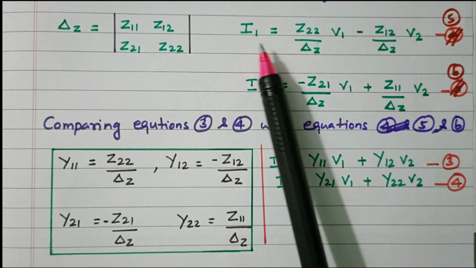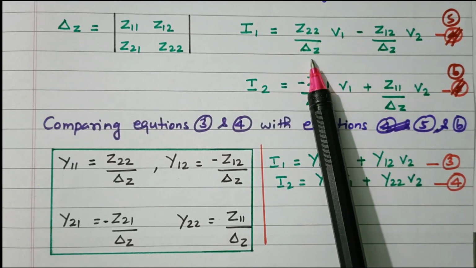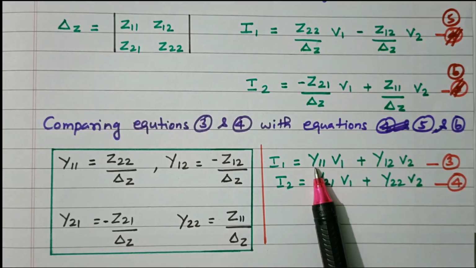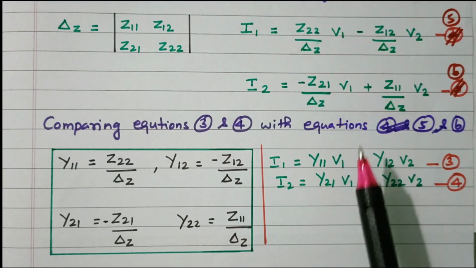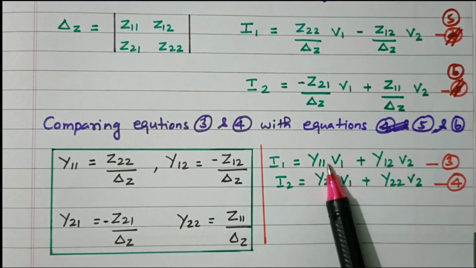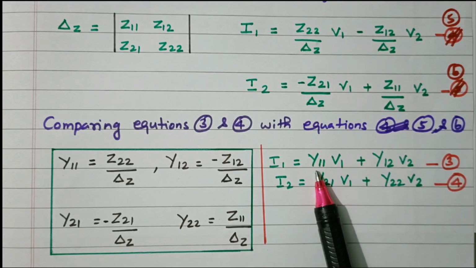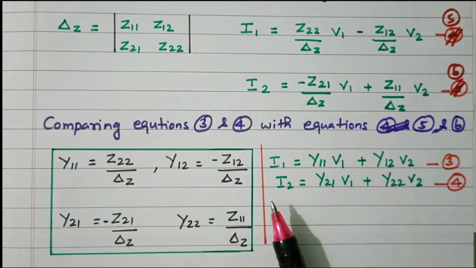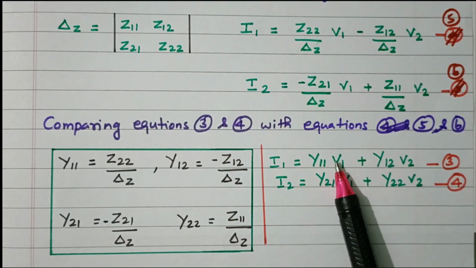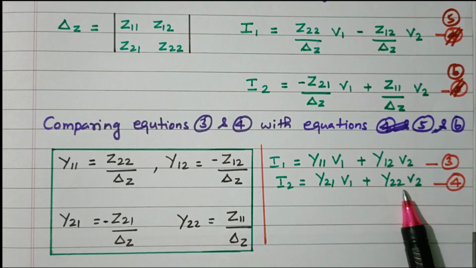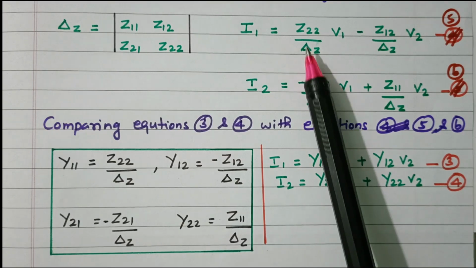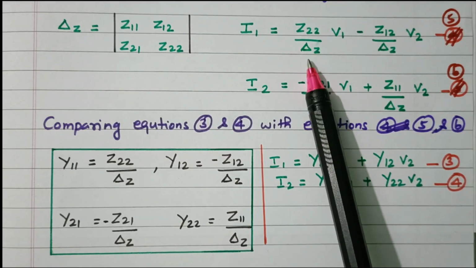So I1 equal to Z22 divided by del Z into V1. Here also the same thing: I1 equal to Y11 into V1. So while comparing these two equations, the coefficient of V1 is nothing but Y11, that is equal to Z22 divided by del Z. Right? We are comparing the coefficient of V1 as well as V2. So by comparing these two, it is clear that Y11 equal to Z22 divided by del Z.